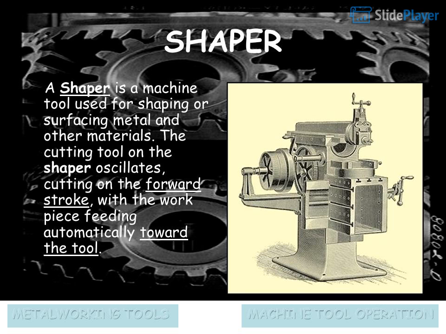Shaper. A shaper is a machine tool used for shaping or surfacing metal and other materials. The cutting tool on the shaper oscillates, cutting on the forward stroke, with the workpiece feeding automatically toward the tool.